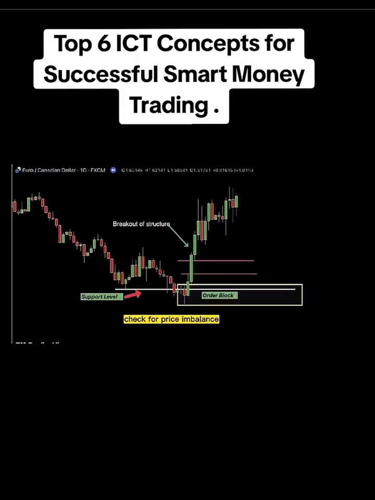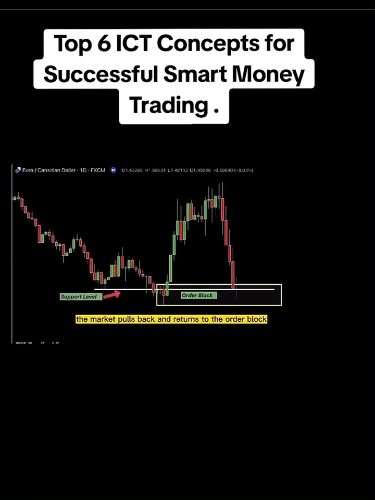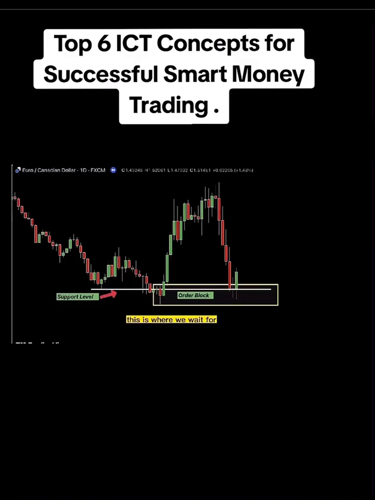Check for price imbalance. A clear fair value gap or price imbalance is left behind after the strong upward move. This gap further confirms that institutional buying caused the price to move aggressively, leaving unfilled orders that the market may return to fill. Watch the price return to the order block. After the initial bullish push, the market pulls back and returns to the order block. This is where we wait for confirmation of a potential long trade.